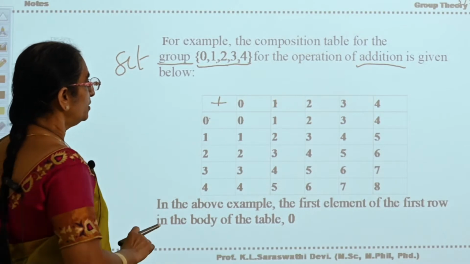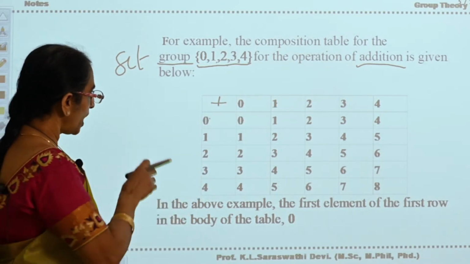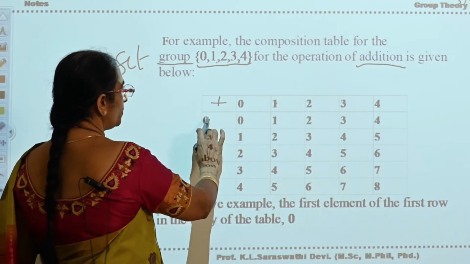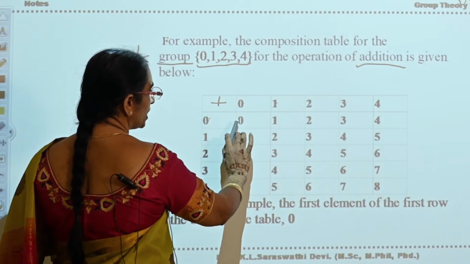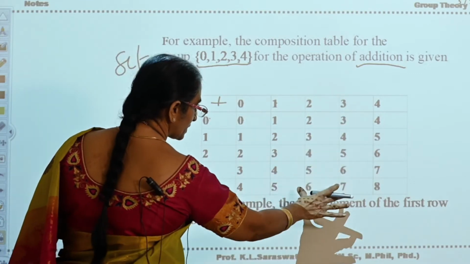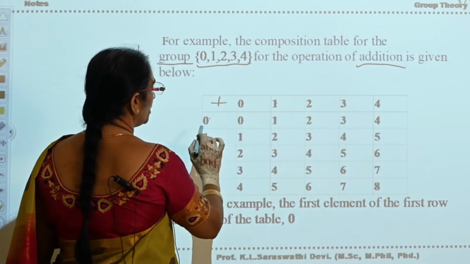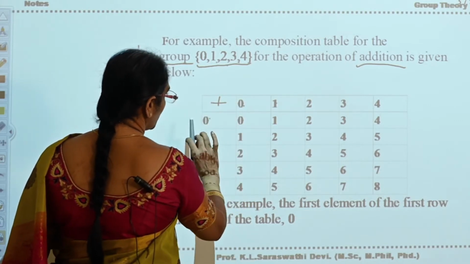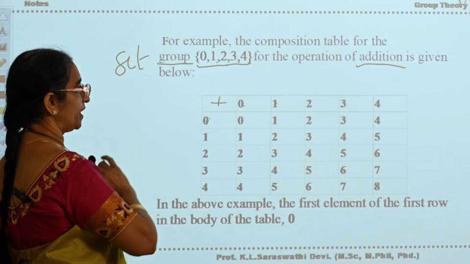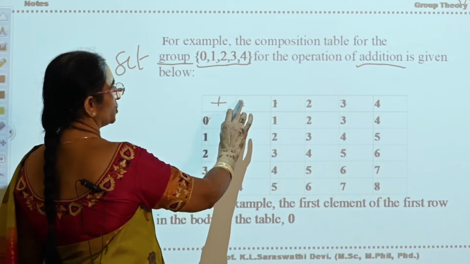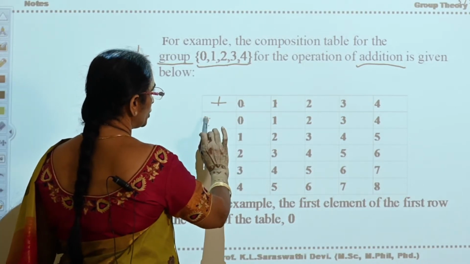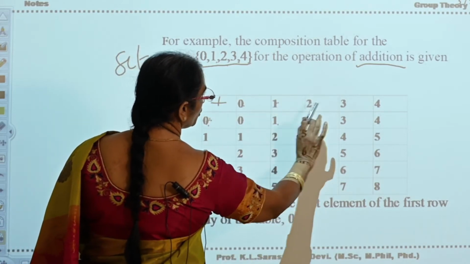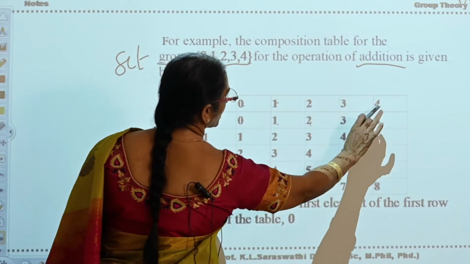Okay. Now you got the first row and first column. Now the 0 plus 0 will be the first element of the body of the table. This is called the body of the table. Now 0 plus 0, that is first row first element and first column first element should be added. That is 0 plus 0 will be written here. Similarly 0 plus 1 is here. 0 plus 2 is here. 0 plus 3 is here. 0 plus 4 is here.